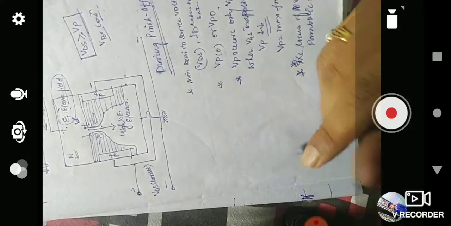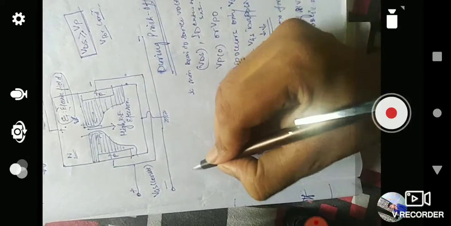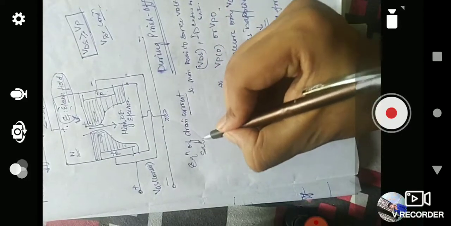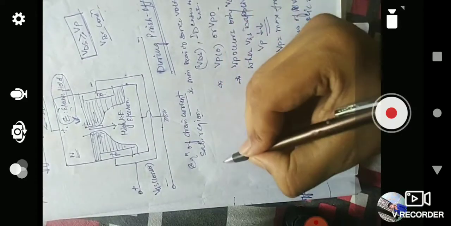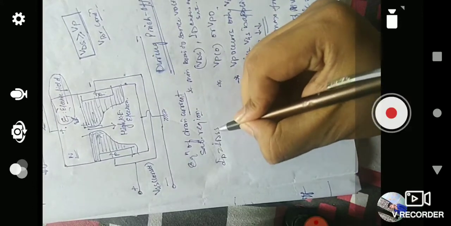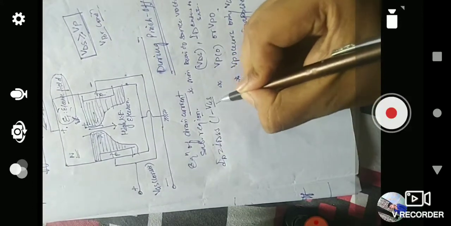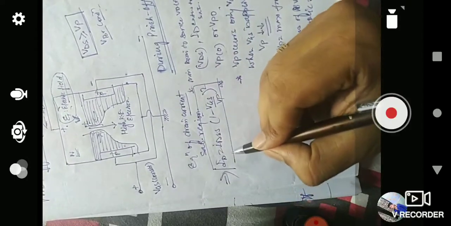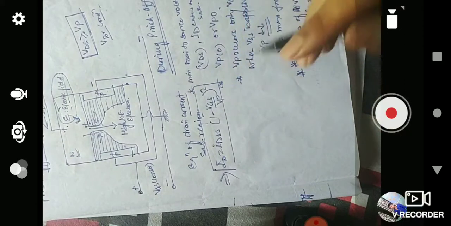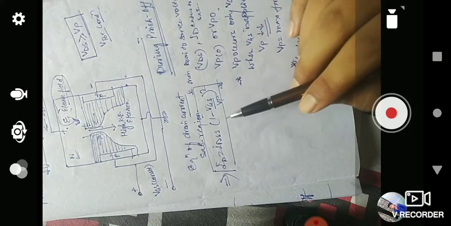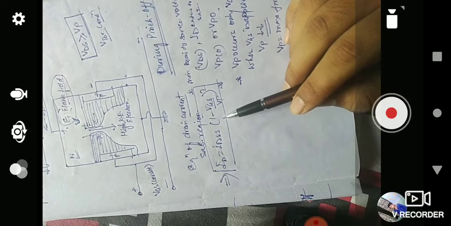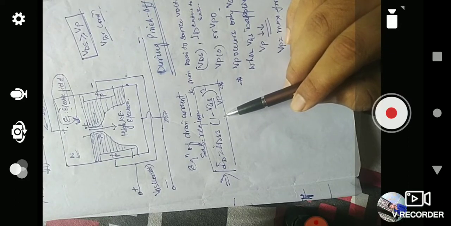As I have already told, the equation for drain current in the saturation region is ID is equal to IDSS (1 minus VGS upon VP) whole square. If you look at this equation, the drain current follows the behavior demonstrated with the help of this equation.